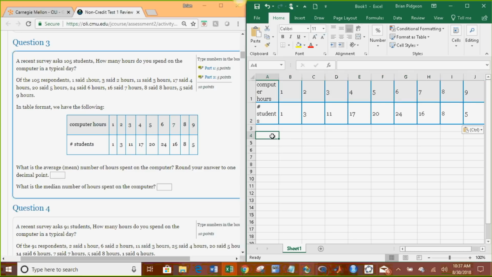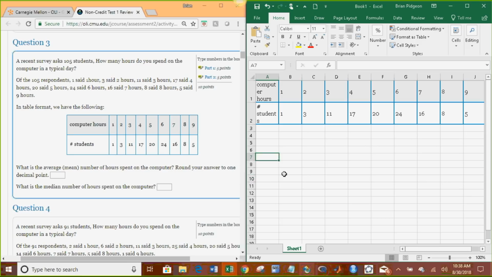But this data set is a frequency table, and it's telling you that one student spends 1 hour a day studying or on the computer. 3 students spend 2 hours a day. 11 students are on the computer 3 hours a day, and so forth. So technically, to find the average, we would need to use our data set of, we have 1 one, we have 2 threes, we have 11 threes, and do all of that. That takes a very long time.